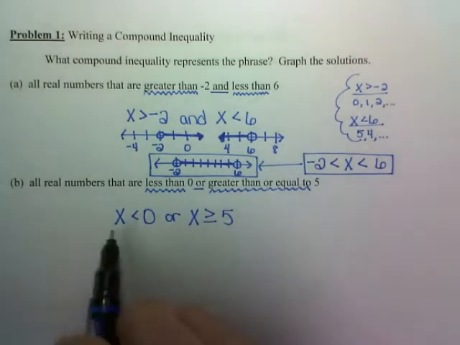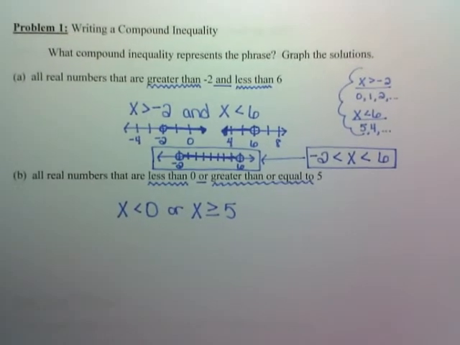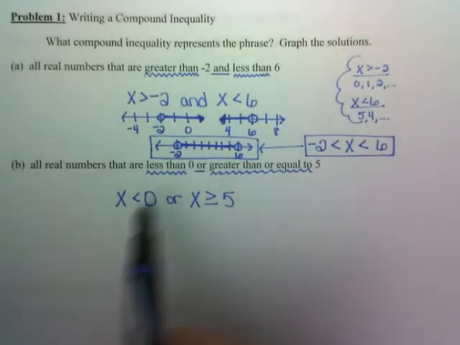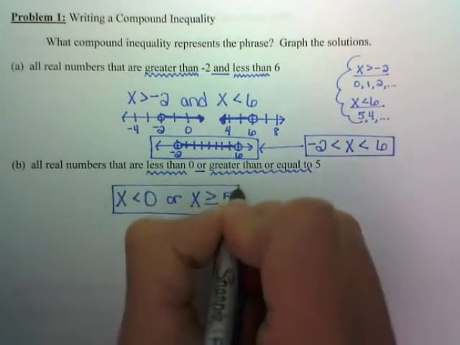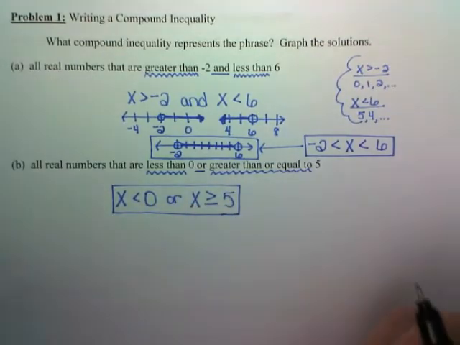And that's it. I cannot combine those. We talked about how or statements cannot be written as one inequality, so that's it. This is your answer as far as the inequalities. But we do have to graph these.